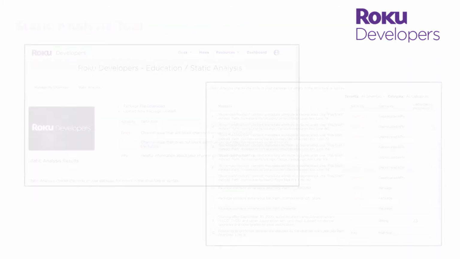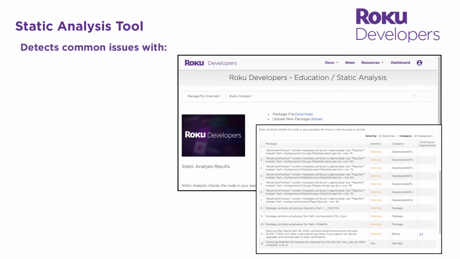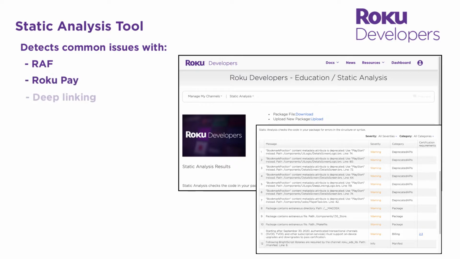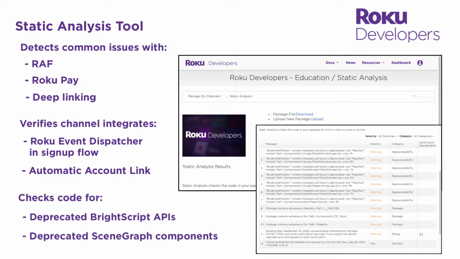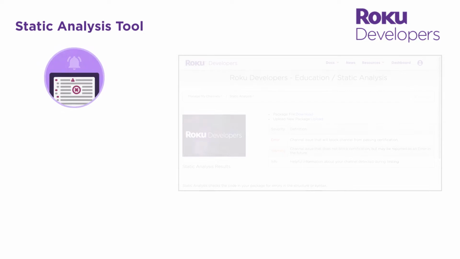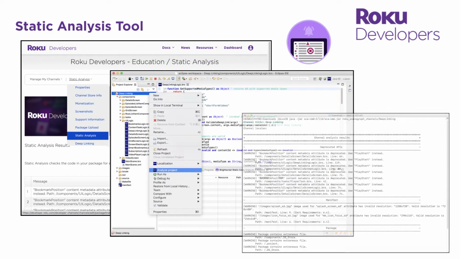The static analysis tool checks the structure and syntax of your channel's code for common problems related to RAF, Roku Pay, deep linking, and other certification requirements. It also makes sure that your channel implements required integrations such as the Roku Event Dispatcher in the signup flow and automatic account link in the authentication flow. And it checks that your code does not include any deprecated APIs or components. The static analysis tool is available from the developer dashboard, the Roku Eclipse plugin, and as a command line utility.